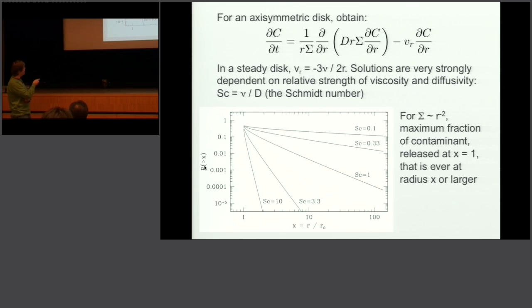If, on the other hand, we make the Schmidt number large, so make it 10, say, so that implies that the viscosity is much more efficient than the diffusivity, then that says that the advection term wins. Material is just swept inwards, and it never has a chance to diffuse to large radii. So that curve drops much faster. If we, on the other hand, make it 0.1, we make the disk very diffusive, then releasing material at small radii, it has a chance to spread to large distances fairly easily, and the advection term is much less important. Okay, so we get this rather strong dependence on what this Schmidt number actually is.